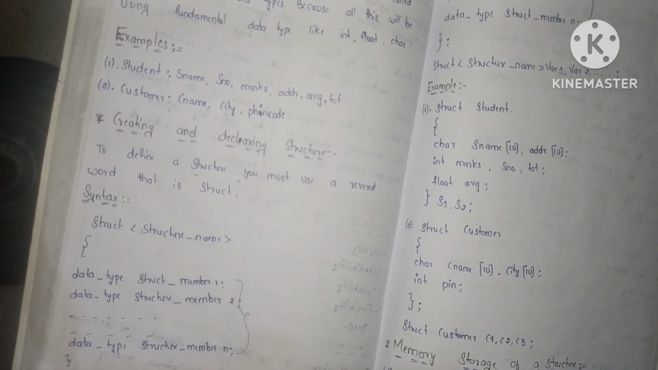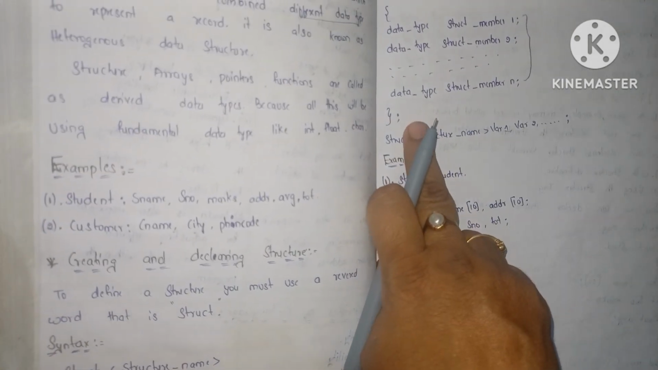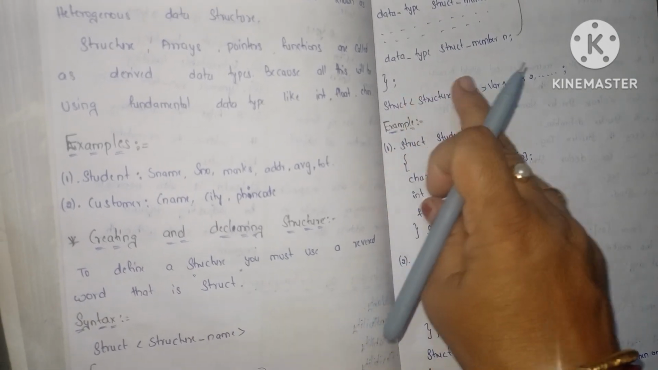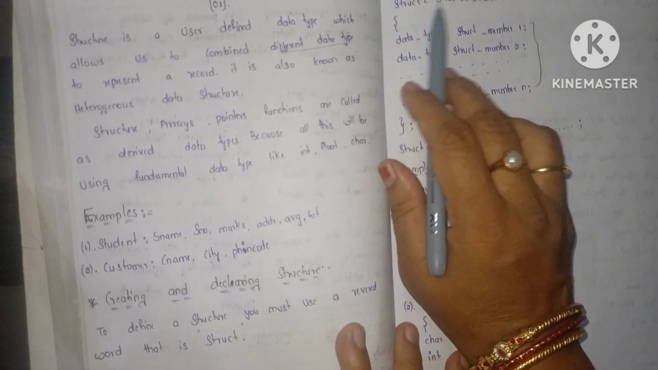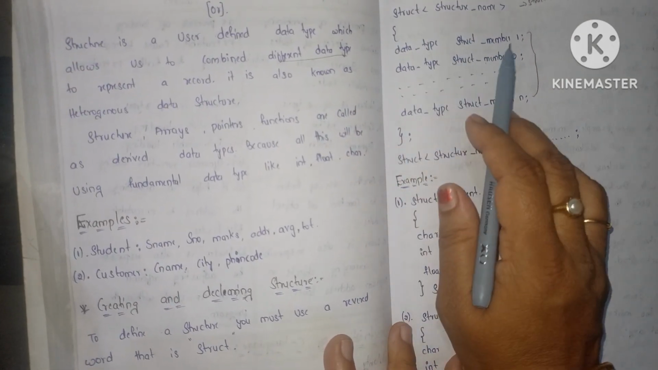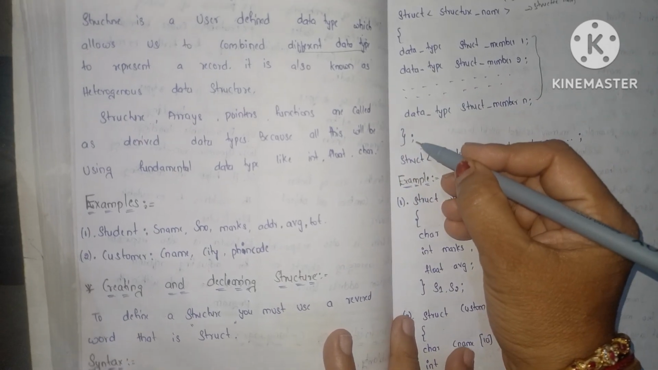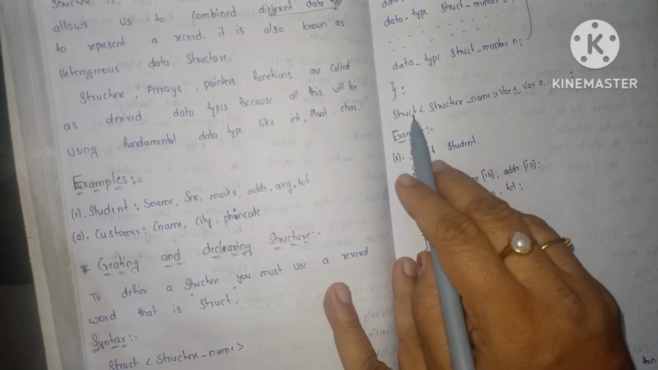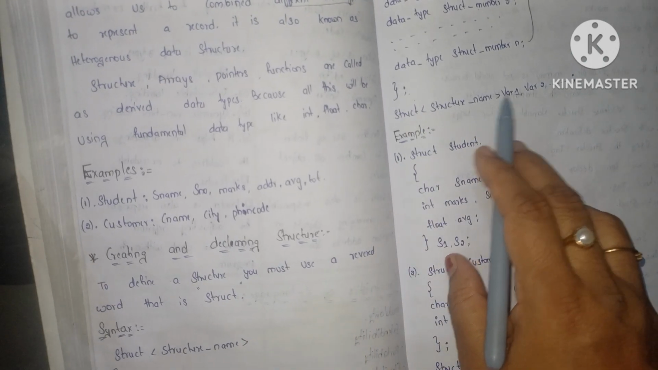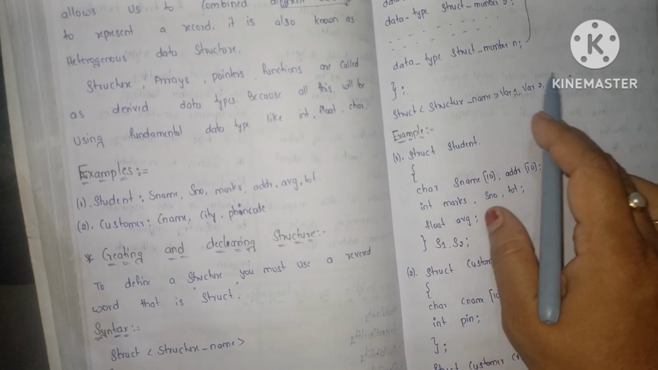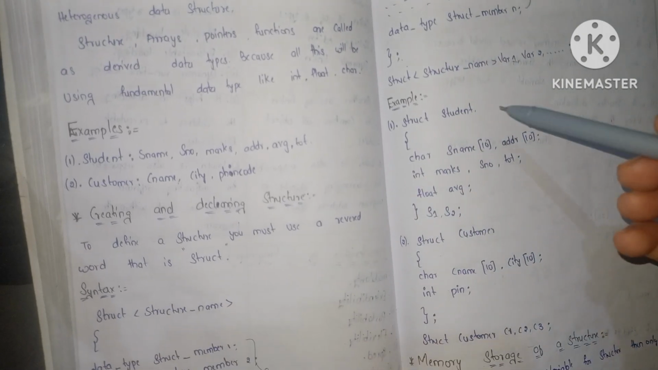After that, for this structure we can create any number of variables. Before the semicolon we can write them, otherwise there is another method. What is that other method? First we write struct, structure name, the data type and members, then close the curly bracket with a semicolon, then we create a variable. How? Struct, structure name, then variable names, semicolon. We can create any number of variables for the structure. So these are the two techniques for creating structures.